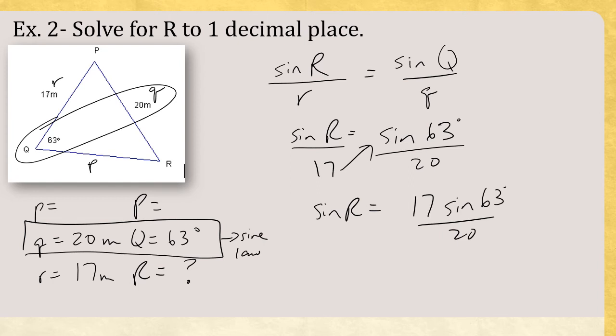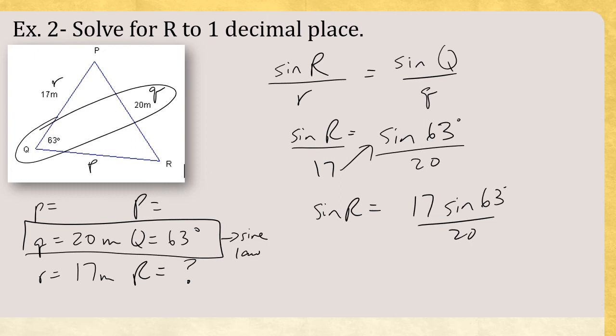Now, if you just type that in, 17 sine 63 divided by 20, you should be looking at 0.757. That is not how many degrees that is, and hopefully that sends some alarm bells for some of you. Clearly, it's not 0.757 degrees. So you cannot forget that when you are solving for an angle, you have to use the inverse. To get to the inverse button, you either have to hit shift or second function on your calculator, typically in the top left-hand corner.